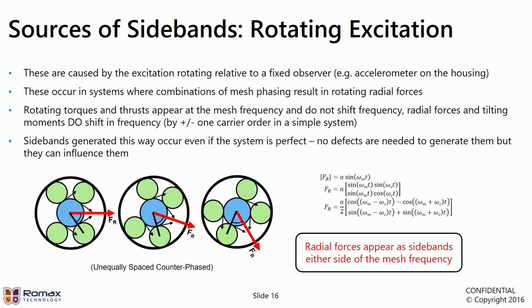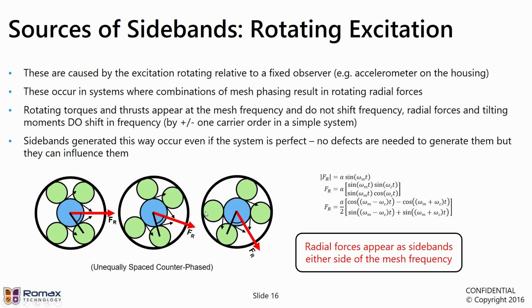And then the third kind are these coordinate transform sideband effects that come from the fact that we have a rotating excitation. So the forces are in a rotating reference frame, but the measurement is being performed in a stationary reference frame. There are a number of different planetary arrangements where this can happen. The example shown here is where we have some unequally spaced gears in a counterphase condition, and we end up with a resulting radial force that spins round at the speed of the carrier. I'm not going to go through the maths here, but you can work out the simple trigonometry. If I just have this force spin round, I end up with two frequencies, one at mesh frequency minus the carrier frequency, and one at mesh frequency plus the carrier frequency, i.e. some sidebands. Other types only produce sidebands on one side of the mesh frequency, but in this case, these radial forces appear at sidebands either side of the mesh frequency.